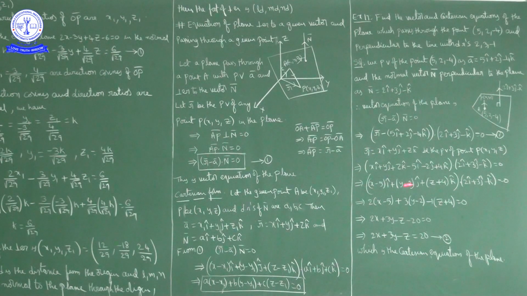Taking the dot product, we get 2 into (x minus 5) plus 3 into (y minus 2) plus minus 1 into (z plus 4) is equal to 0. So we get 2x minus 10 plus 3y minus 6 minus z minus 4 equal to 0, nothing but 2x plus 3y minus z minus 20 equal to 0. That is, 2x plus 3y minus z is equal to 20, and this is the Cartesian equation of the plane. Okay. Now we'll conclude up to here. We'll continue the remaining problems in the next class. Thank you.